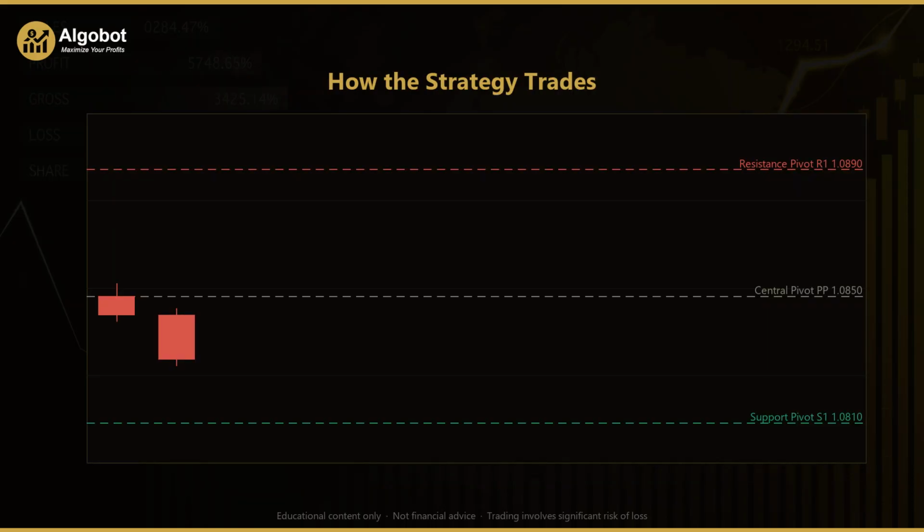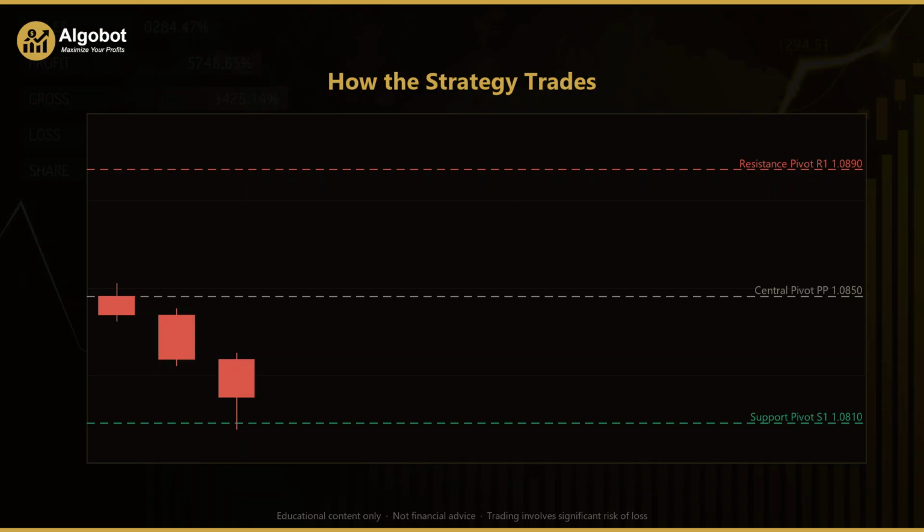Let's bring this to life on the chart. On screen, you can see a sequence of candles, with 3 horizontal reference lines drawn from the floor pivot calculation. The support pivot S1 near the bottom at 1.0810, the central pivot PP in the middle at 1.0850, and the resistance pivot R1 up at 1.0890. Watch how the strategy works the space between them.